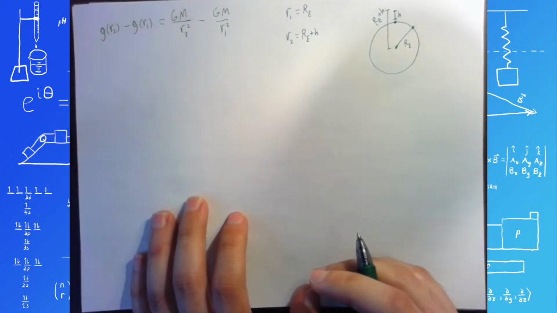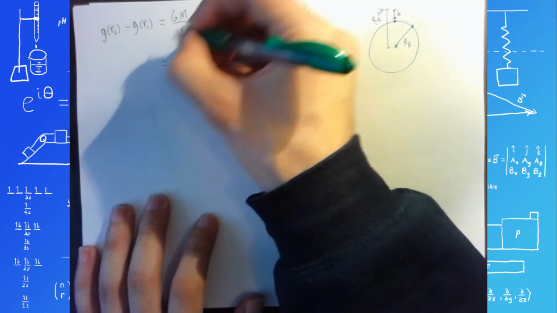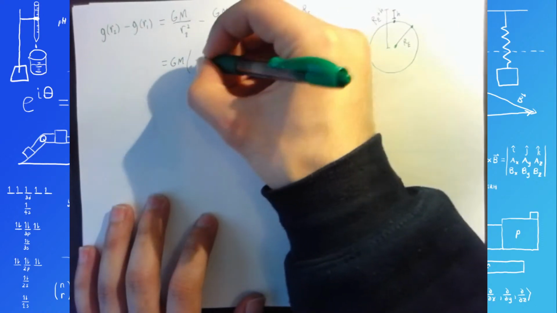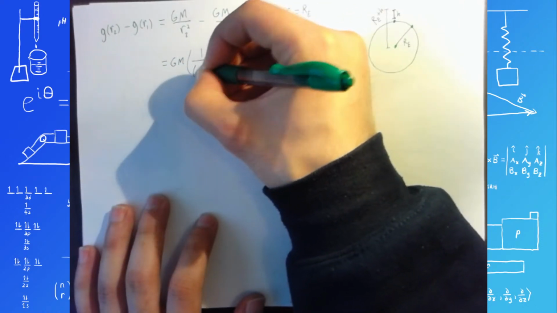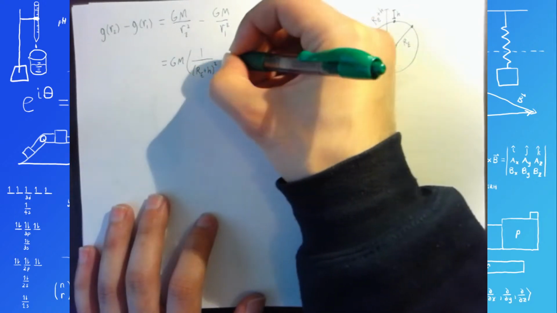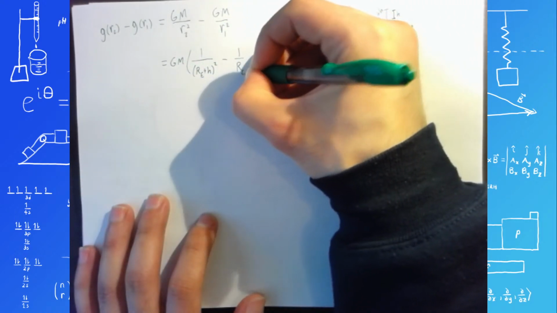And now let's go ahead and make those substitutions and see what we can simplify. So I'm going to factor out the big G and the big M. And then I've got 1 over r e plus h all squared minus 1 over r e squared.